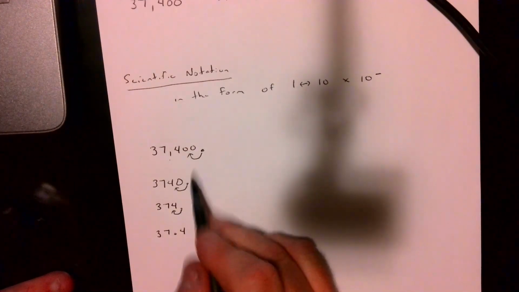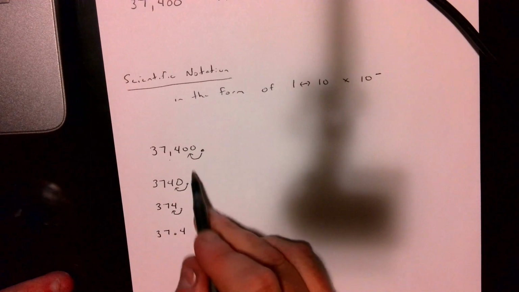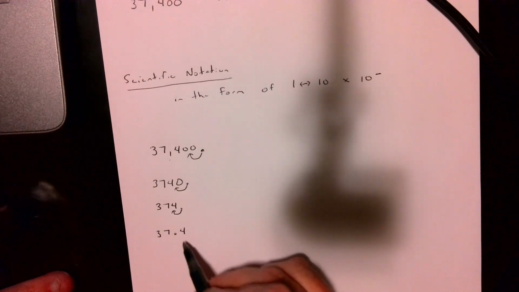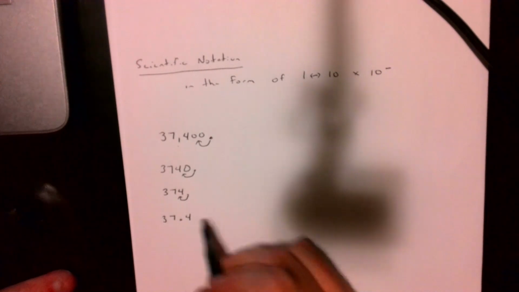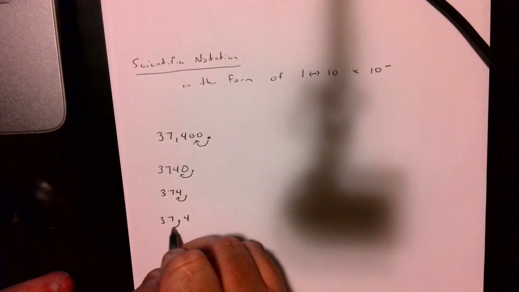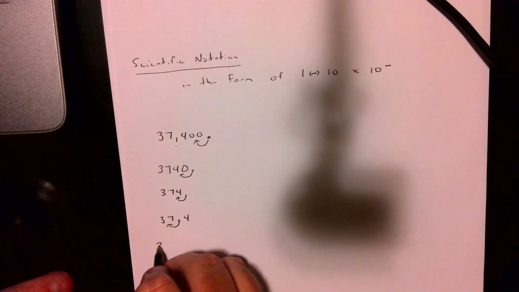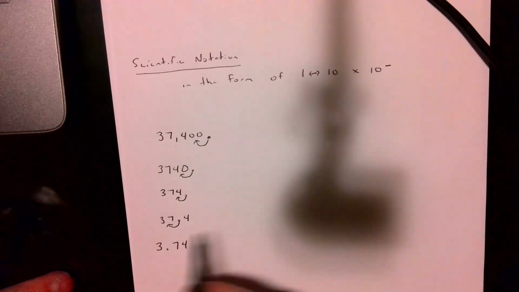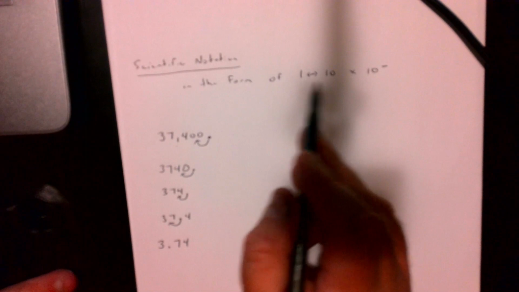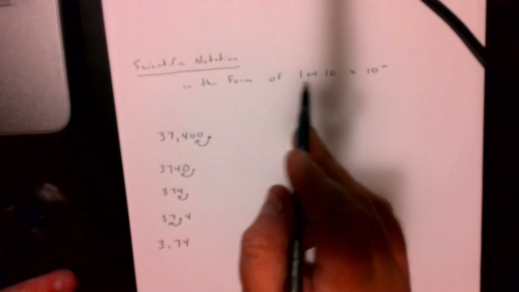I didn't write the zeros, because I don't need those at the end, but I do need to have that 4. So don't lose the 4. So 37.4, we are getting closer. We're not between 1 and 10 yet, but we're getting a lot smaller. So what happens if I try moving one more time? Then I get 3.74. 3.74 is between 1 and 10. Okay, so that's the first half.